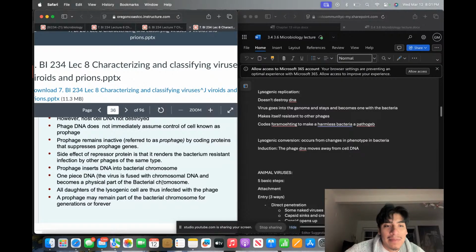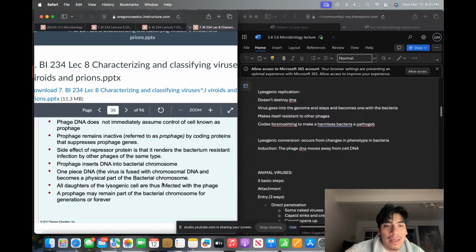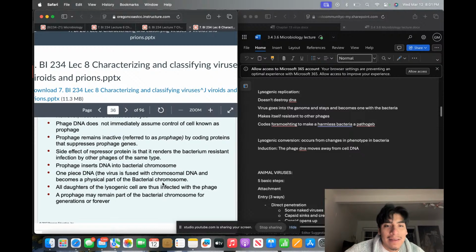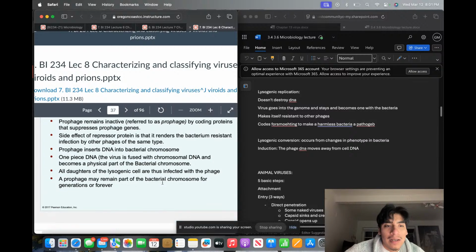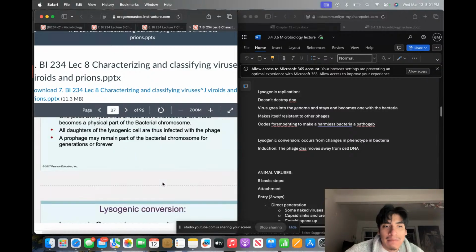Prophage inserts DNA into the bacterial chromosome, one piece of DNA, and becomes a physical part of the bacterial chromosome. All daughters of the lysogenic cell are thus infected with the phage. So, all right, cool. Phage maintains the bacterial chromosome.